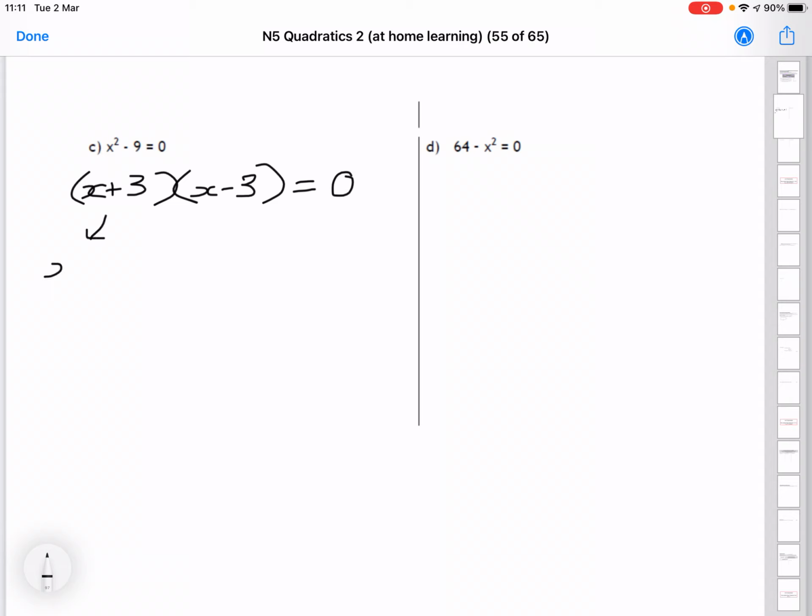So your first one here, we've got x plus 3 equals 0, and we've got x minus 3 equals 0. So the first solution, we would get x equals minus 3. Second one, we would get x equals 3.